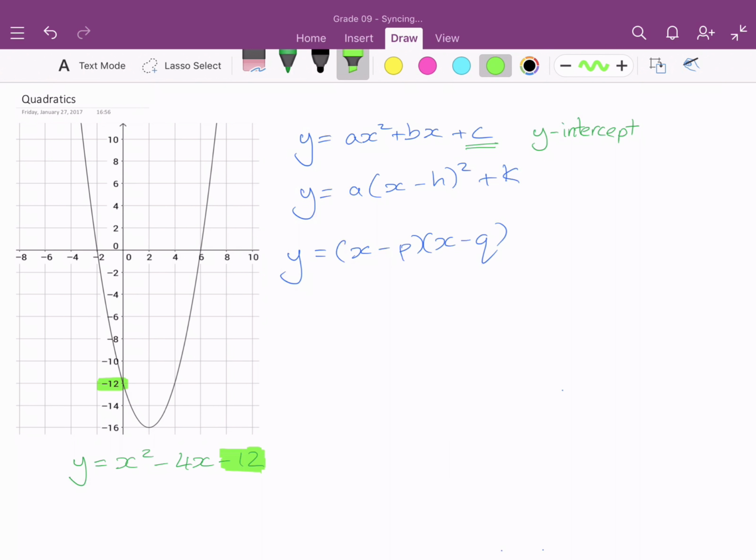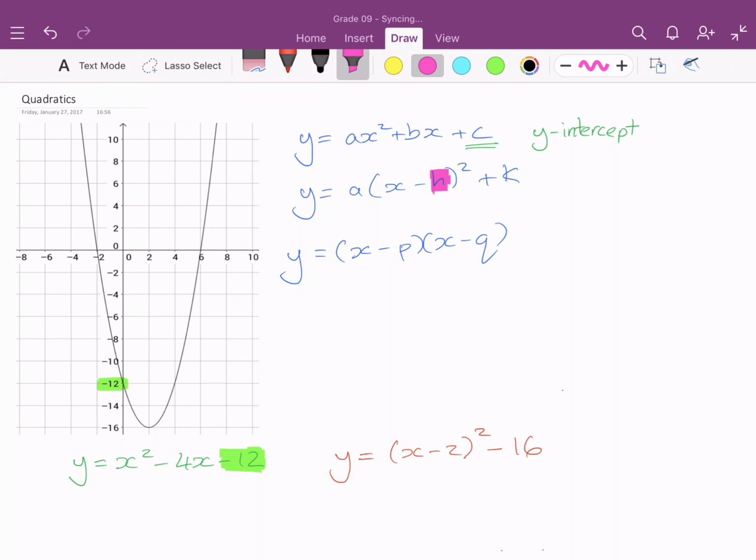The next way that we have is the completed the square form. So let's write out the completed square form. This is y equals x minus 2 all squared minus 16. Now, where does this minus 2 and this 2 and this negative 16 come from? Let's look at the equation first of all. It says x minus h. What this means is the equation always takes the form x minus h, so if h is a positive value, that means the graph is shifted to the right by that number.